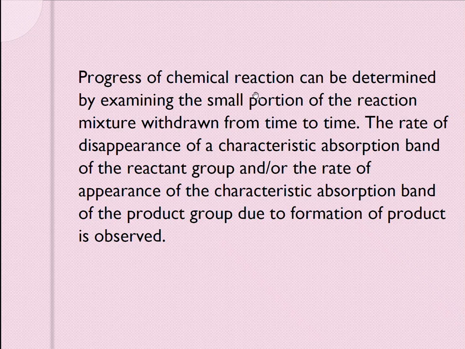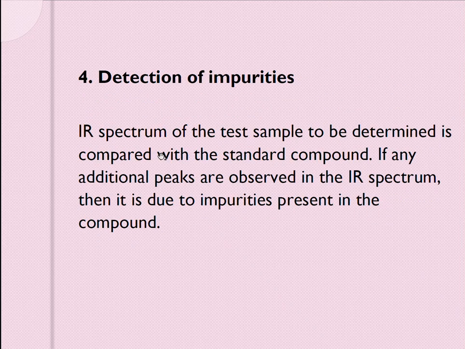Progress of a chemical reaction can be determined by examining a small portion of the reaction mixture withdrawn from time to time. The rate of disappearance of a characteristic absorption band of the reactant group and the rate of appearance of the characteristic absorption band of the product group due to formation of product is observed. So by this you can easily understand the progression of any chemical reaction.